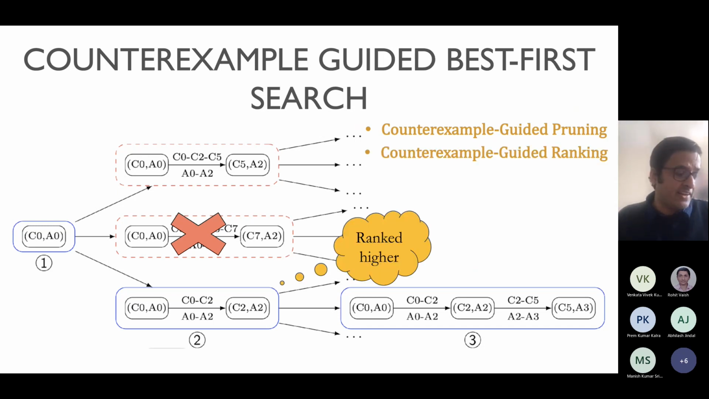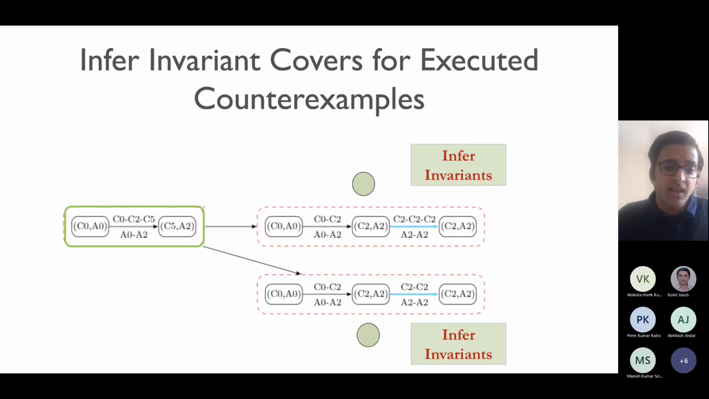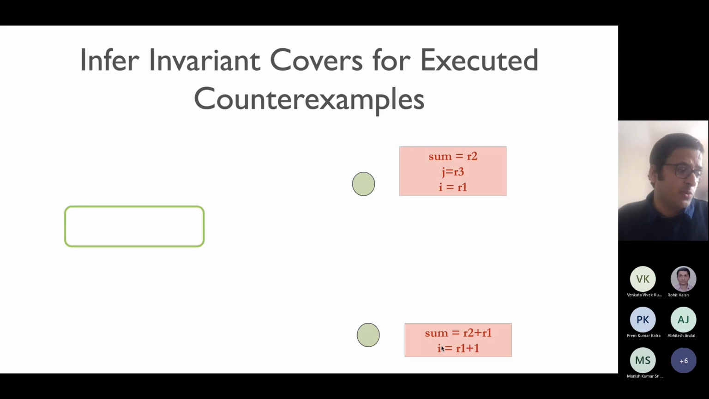And then the second idea is counterexample guided ranking. We use a counterexample guided heuristic to rank some potential correlations higher than others. Depending on the behavior of counterexamples, we can identify that some candidates are more promising than others. I will show this in more detail. Let's say these circles represent counterexamples identified for two different correlations at the destination nodes, C2, A2. Based on the counterexamples, we try to identify the possible affine relations, that is, infer invariants between the variables of the two programs.